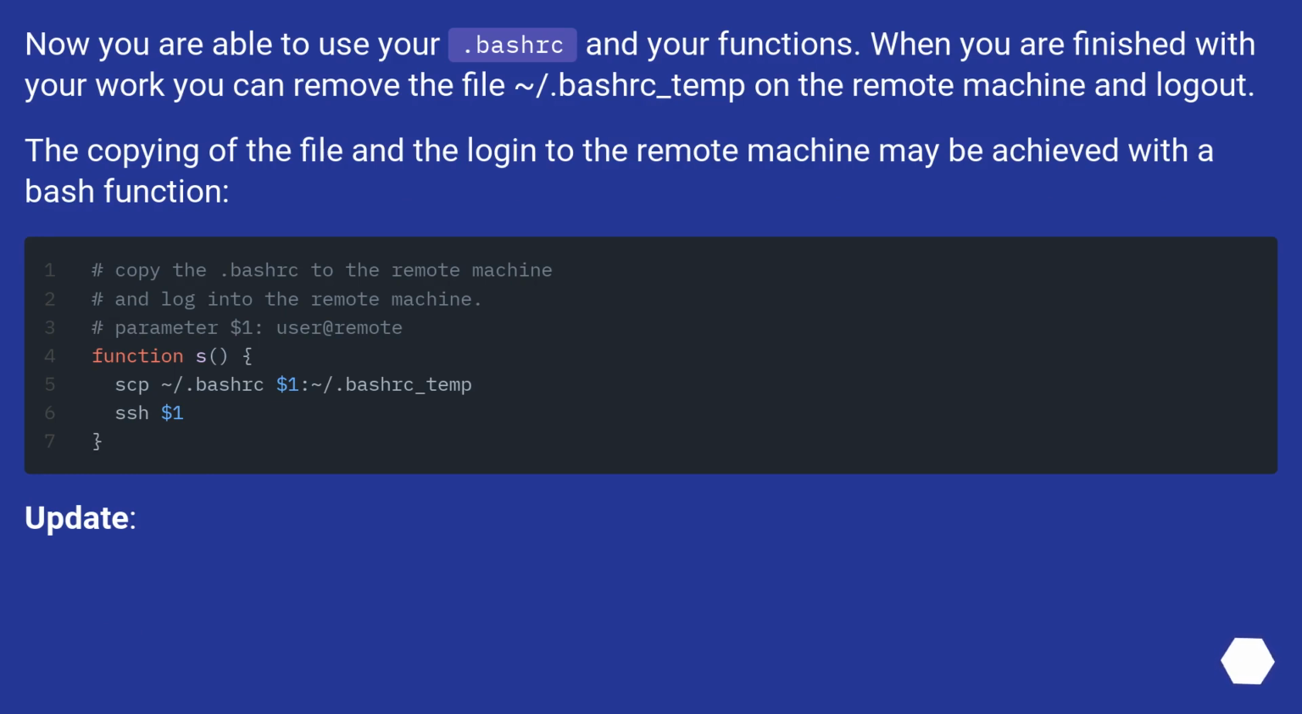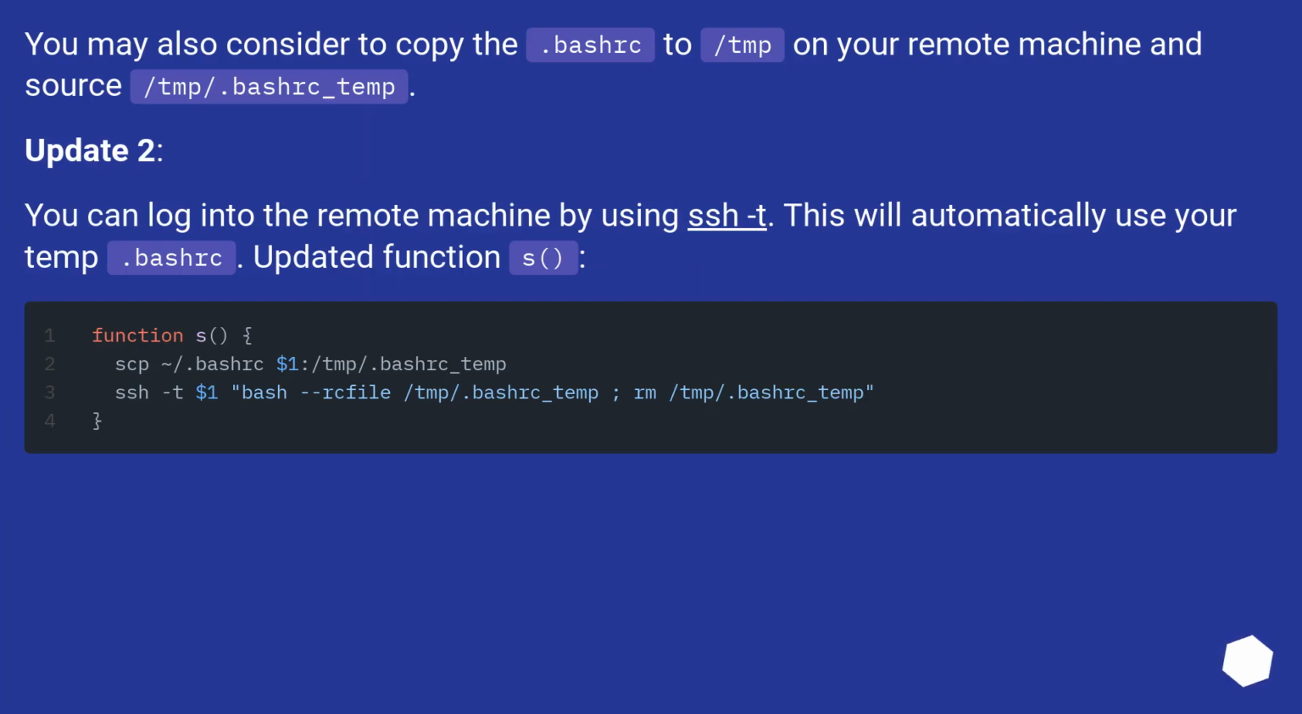Update. You may also consider copying the .bashrc to /tmp on your remote machine and sourcing /tmp/.bashrc_temp. Update 2. You can log into the remote machine by using ssht. This will automatically use your temp .bashrc updated function.